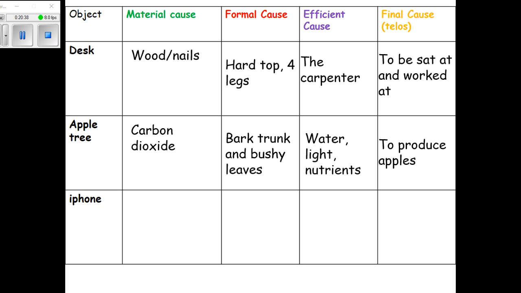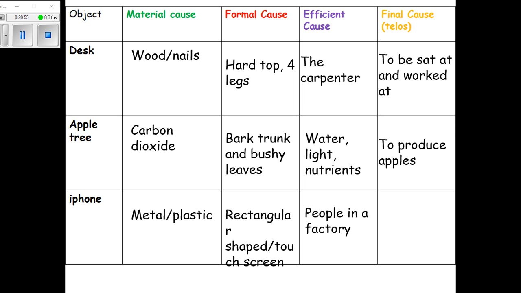Okay, the iPhone. Material cause can be metal, plastic, silicon, for example. The formal cause will be the rectangular shape, touchscreen, the plan, the design, the blueprint of the phone. The efficient cause will be people in the factory actually putting it together. And finally, the final cause is to make calls and texts or go on the internet, whatever you use a phone for.